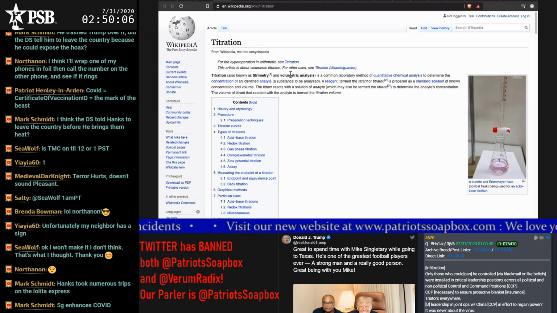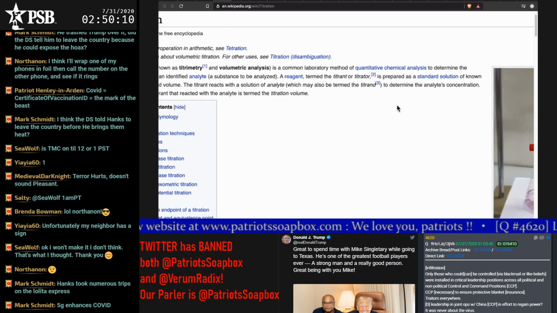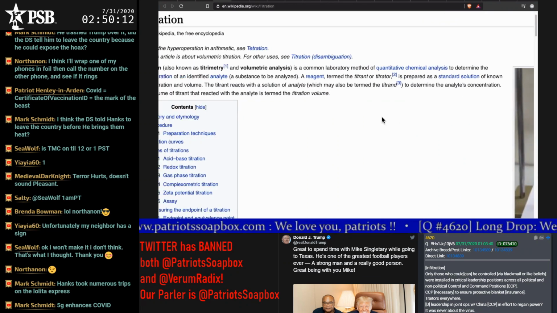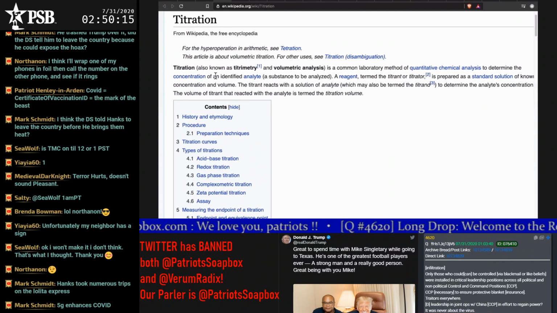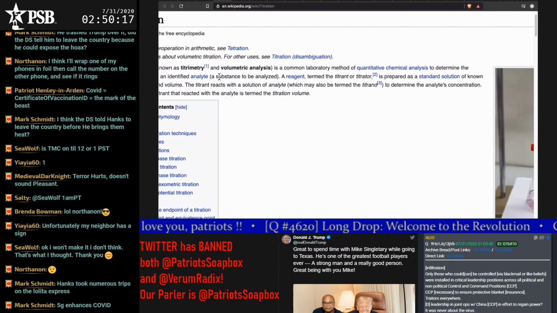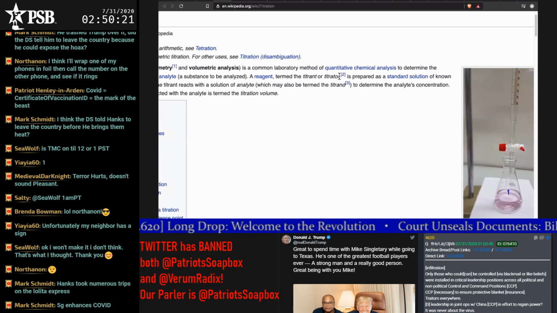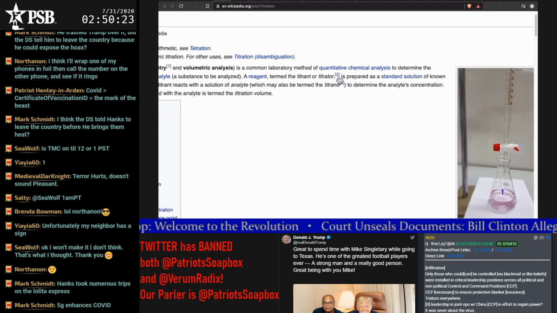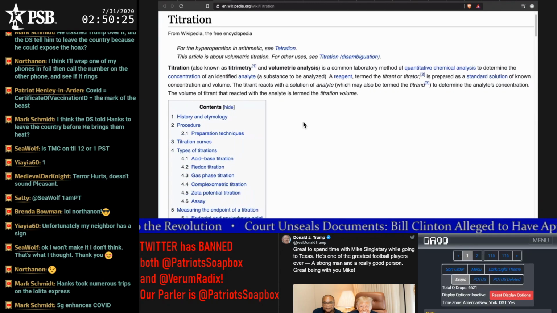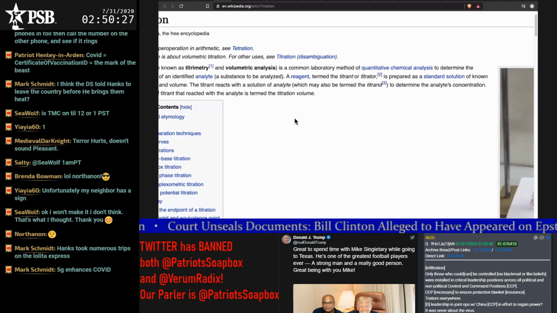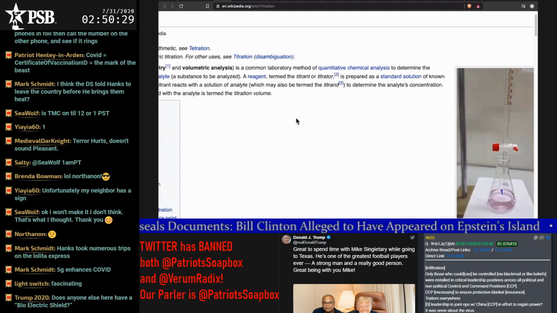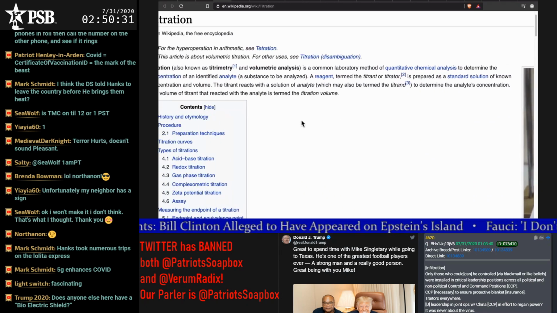Right? Volumetric analysis. It's a common laboratory method of quantitative chemical analysis to determine the concentration of an identified analyte, or a substance to be analyzed. A reagent, termed a titrant or a titrator, is prepared as a standard solution of a known concentration and volume. This titrant reacts with the solution to determine the analyte's concentration.